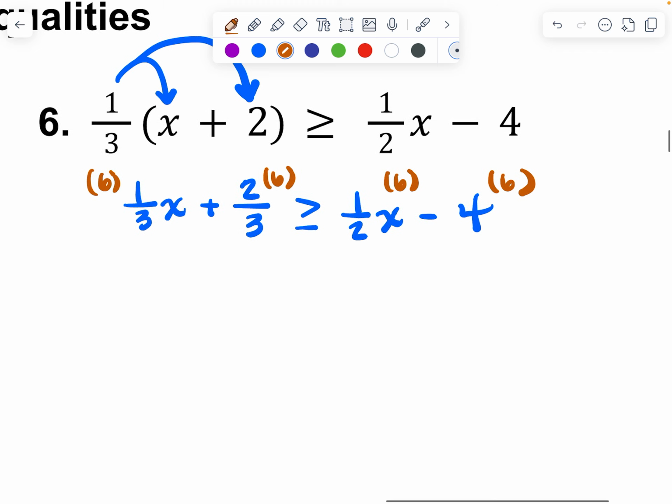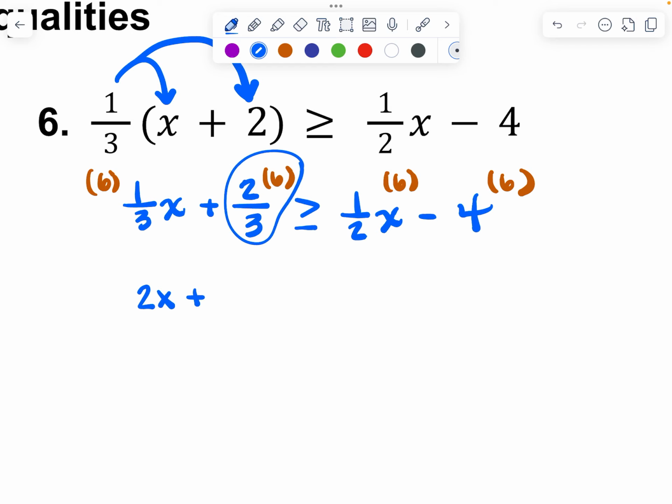And now this is where your calculator is going to come in handy, right? So I'm going to actually multiply 6 times 1/3, which is going to give me 2. And then don't forget to bring your x down, plus 2/3 times 6 is going to give me 4. Again, use your calculator. It's going to give you the right answer if you type it in correctly. Is greater than or equal to.